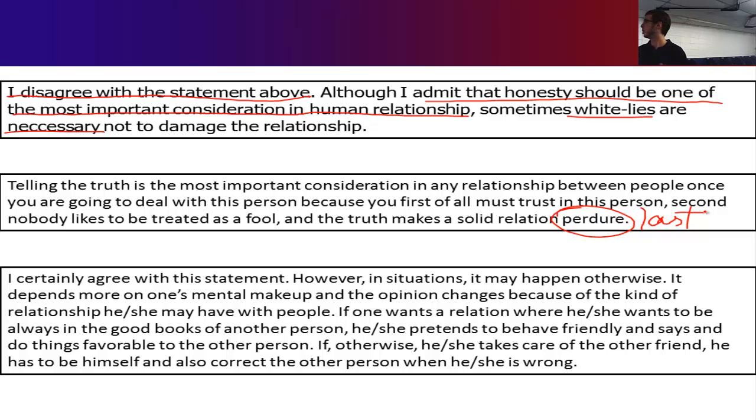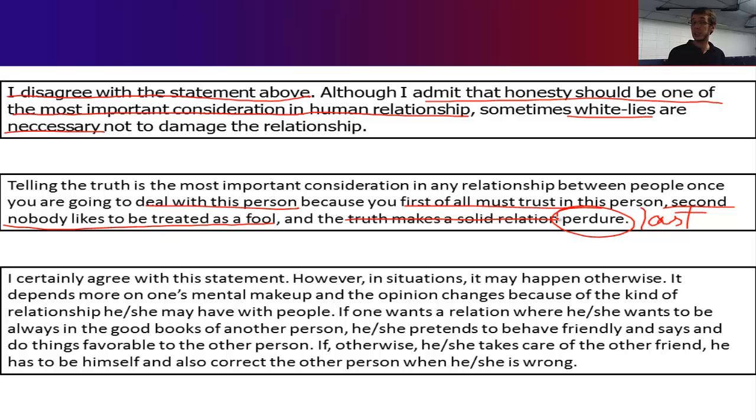From this introduction, we can see that the person made different points. Most important consideration of any relationship between people, because you're going to deal with this person, because you first of all must trust this person. Second, nobody likes to be treated as a fool, and the truth makes a solid relation. You see, the person made a lot of different points in the introduction. It gives too much information. I already know too much of what you are going to discuss. So I may not finish, because I know they are going to talk about things that I already know about.